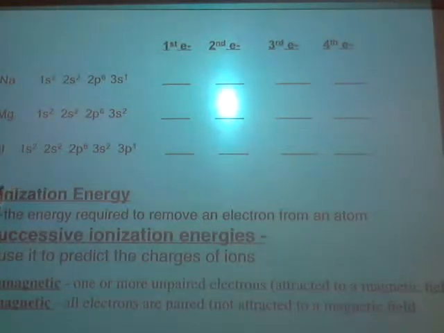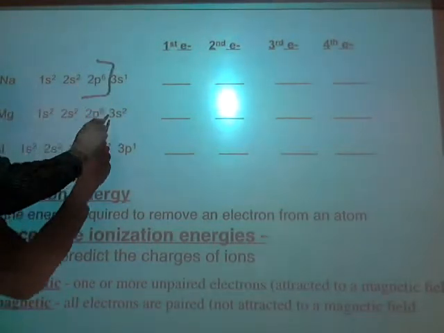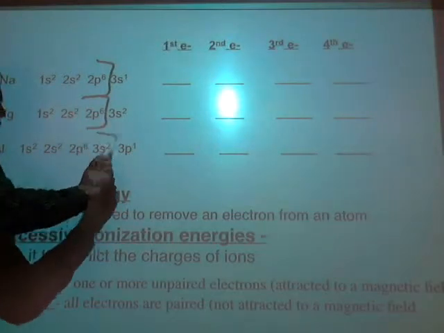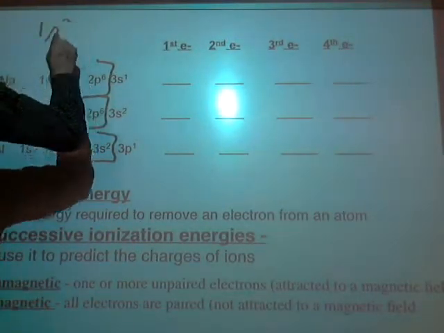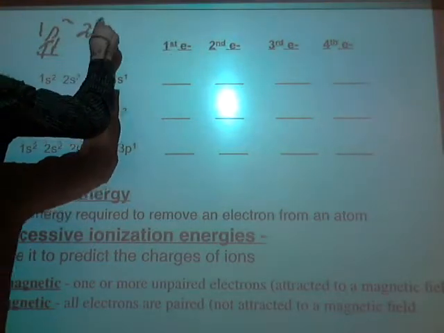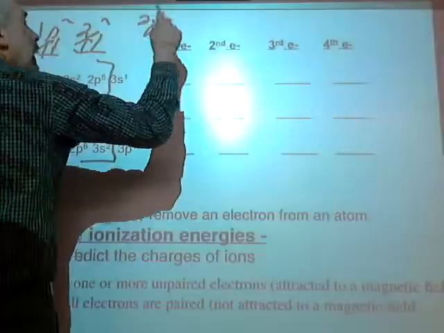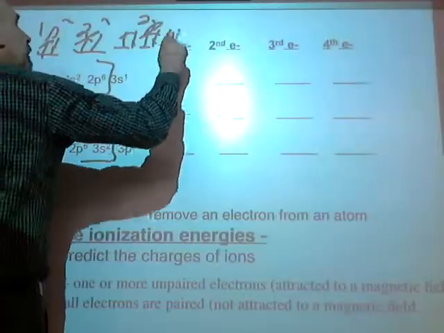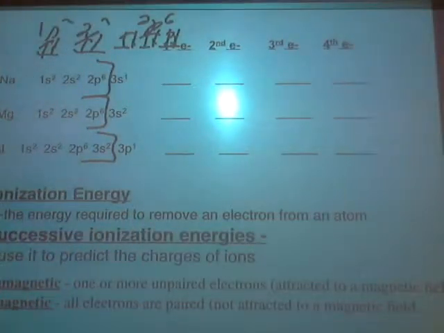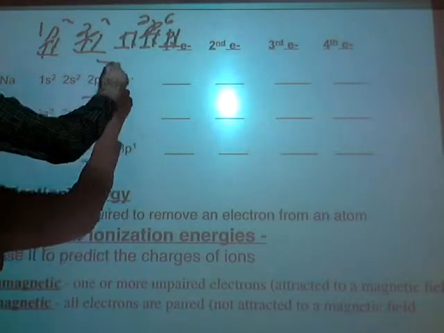Basically, you don't have to worry about the inner stuff for the most part. The inner stuff is always going to be paired, right? Because you know how that fills up: 1s2, and then 2s2, and then 2p. And they go in one at a time in a 2p. That's Hund's rule. Remember Hund's rule? And they come back and pair up. But if it's filled, they're filled. You're good. So we're just going to look at the outer shell.